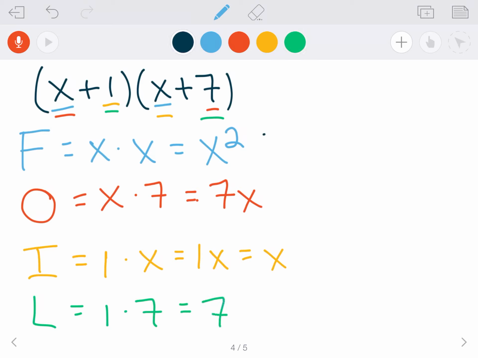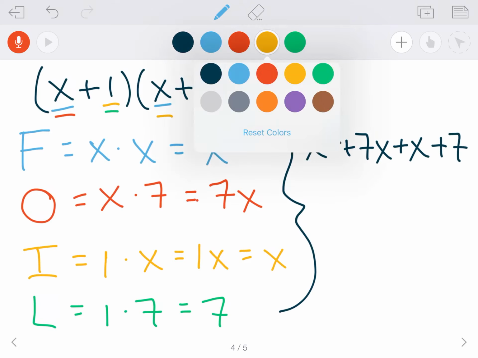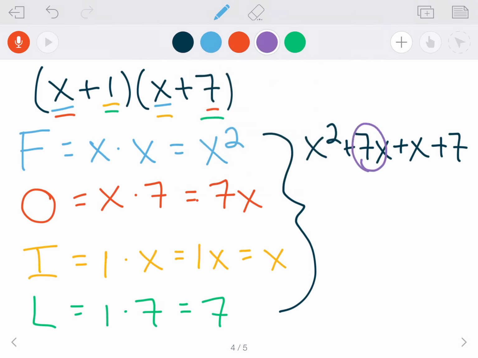Okay, so now let's see. We have x squared plus 7x plus x plus 7. What are our common terms? Well, I see a 7x and I see an x or a 1x. What do those make? Yes, they make 8x. So this is x squared plus 8x plus 7.